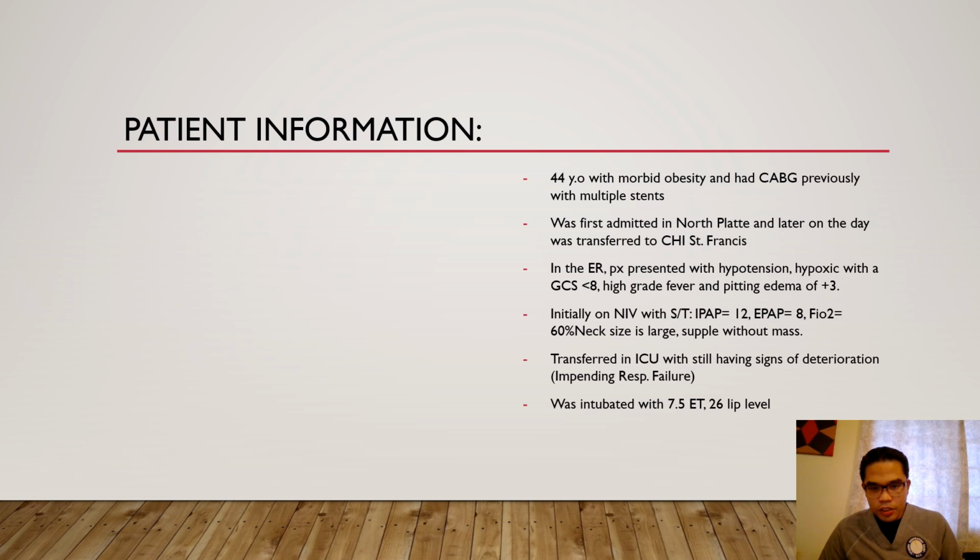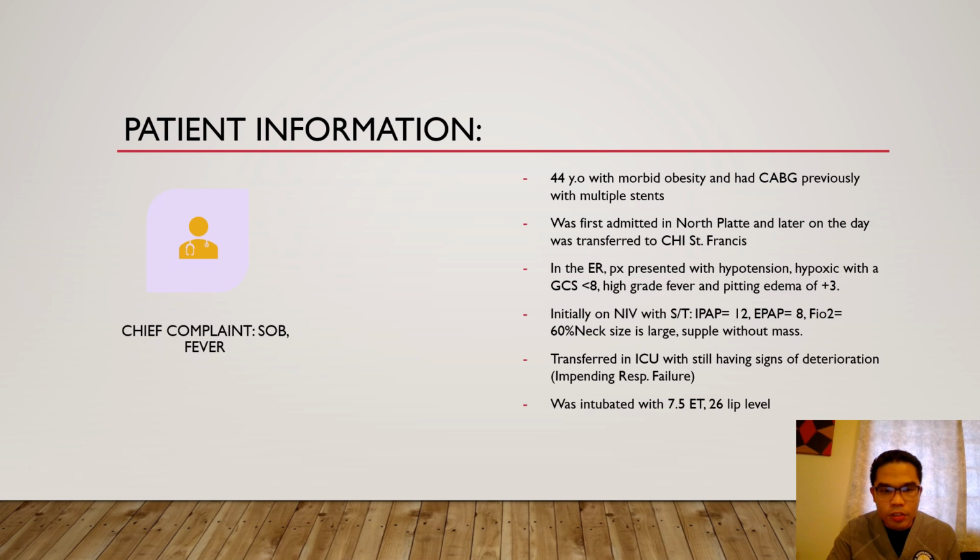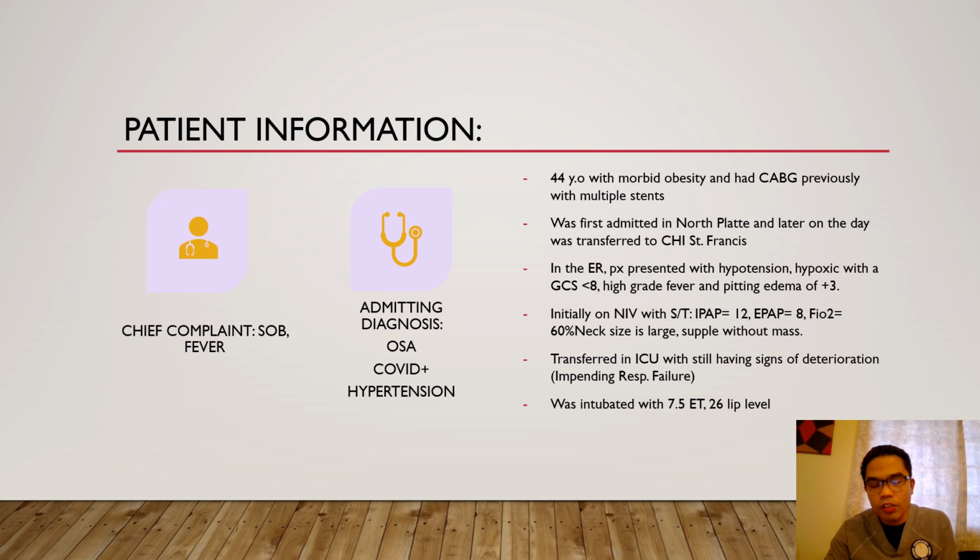So because of the patient's respiratory failure, it may be attributed to a hypoxemic respiratory failure or type 2 respiratory failure, with the reason of pulmonary shunting, mainly because of the poor response to NIV. So the patient's chief complaint is shortness of breath and fever, and then he was diagnosed with OSA, COVID positive, and hypertension. So later I will discuss more about being diagnosed with COVID positive.